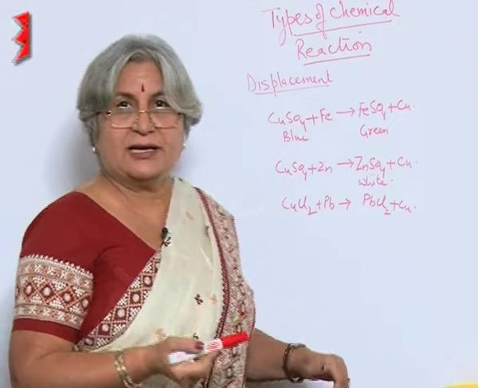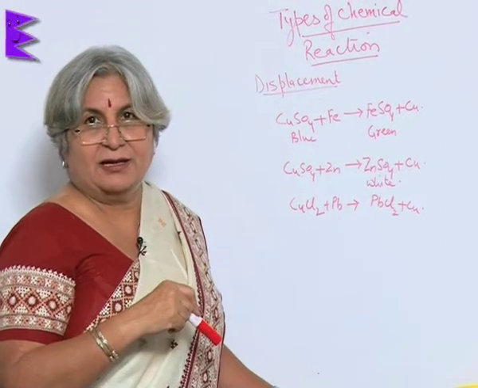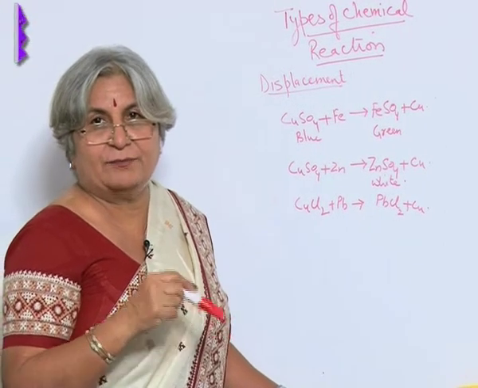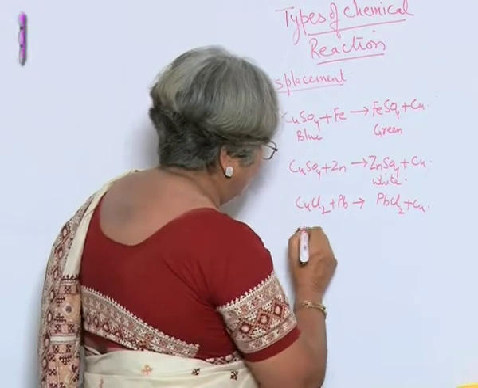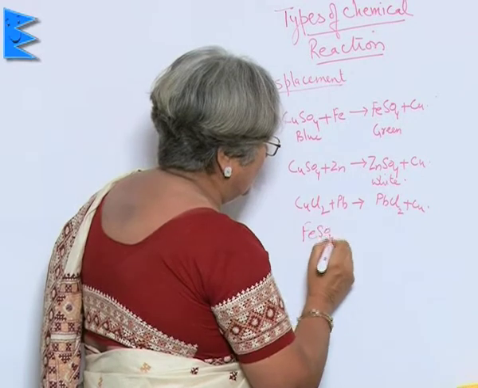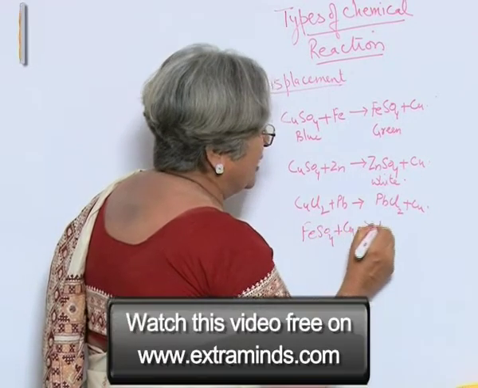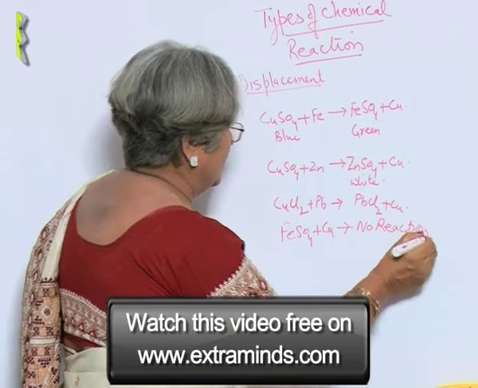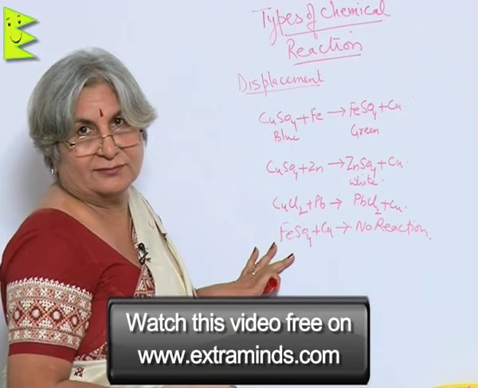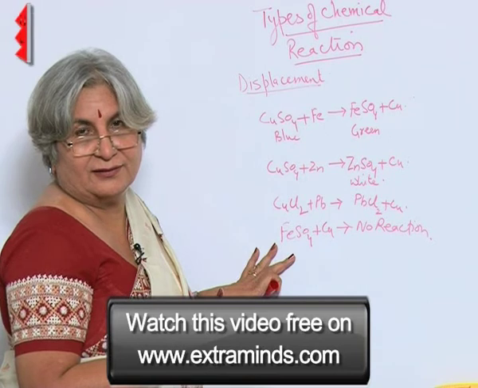But if we change the method, and if we take ferrous sulphate and put copper in it, there will be no reaction. FeSO4 plus copper, no reaction. Why? Because copper cannot displace iron, because it is less reactive.